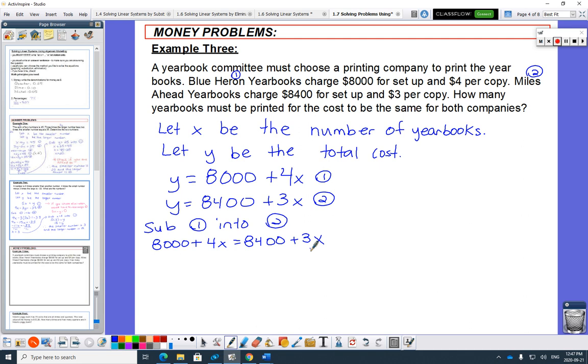Or they're equal to the same thing, so I set them equal to each other. There's lots of ways to think of this. Wherever in this, I said sub 1 into 2, it doesn't really matter, but if I'm subbing it into 2, wherever I see the y, then I put this. So where's the y here? On this side, so I put that on that side. I could have flipped it around. I could have put 8,400 plus 3x equals 8,000 plus 4x. That's fine too.